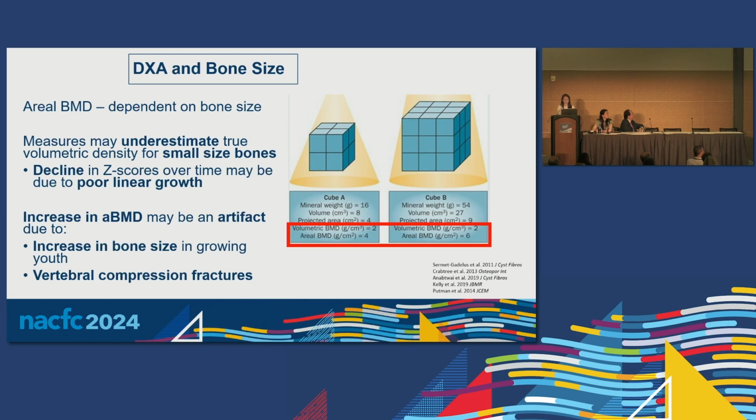And this is important as we're tracking, especially in younger children as they get older. If you have a decline in your bone mineral density Z-scores on subsequent follow-up scans, this could actually be due to just poor linear growth as opposed to decreased mineralization. In the same way, if you have increased bone mineral density, this could be artifact due to increase in bone size. And then something that we always talk about, especially in someone who may be at risk of fracture or has fracture, is that if you've had a vertebral compression fracture, you can actually see an increased bone mineral density score. And that's because the total volume of the vertebral body is decreased, but the total mineral content is the same, right? So overall, you have an increase in bone mineral density.